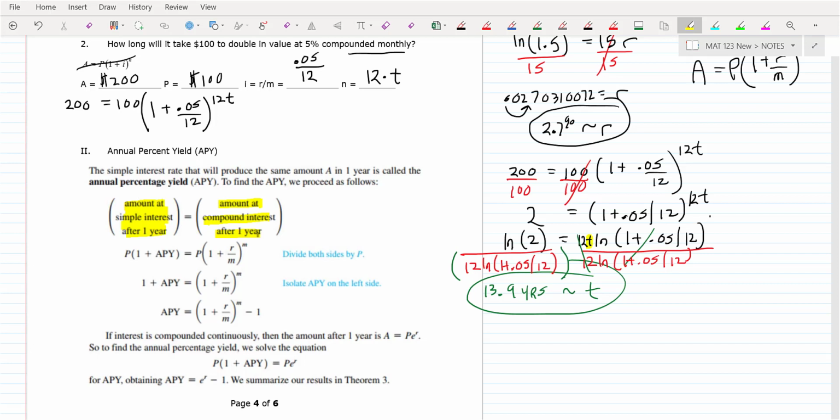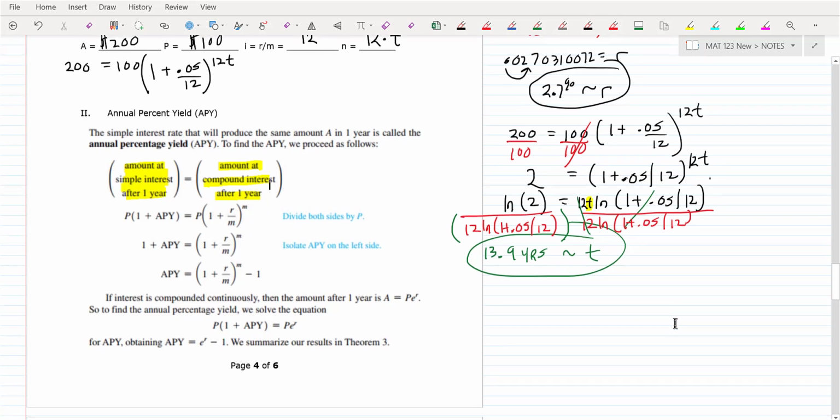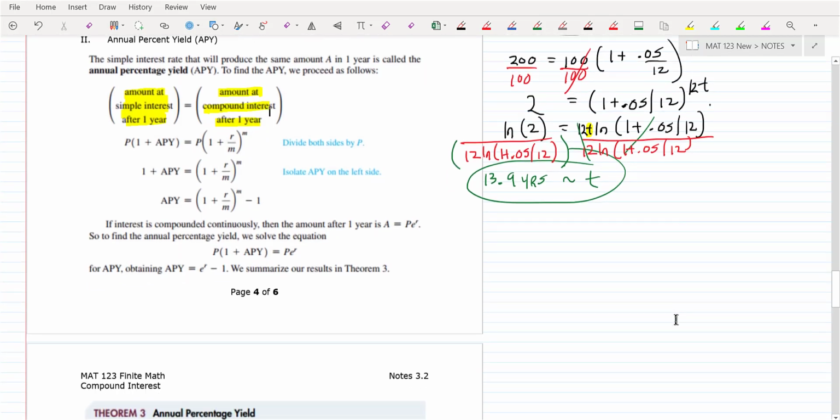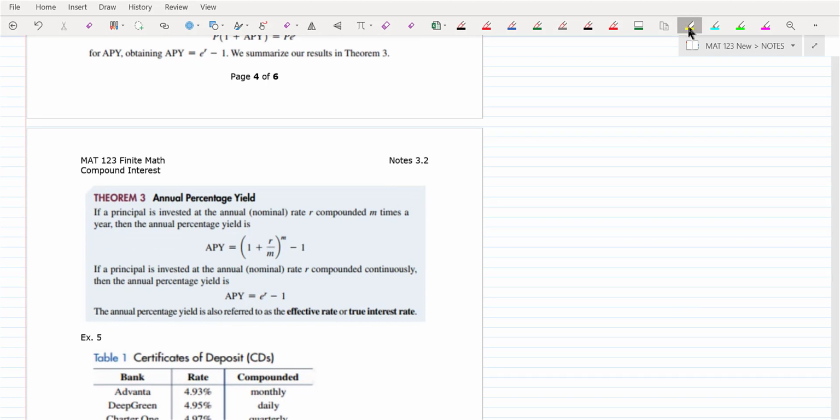So a lot of times you use this to compare interest rates, okay? And I'll show you an example of that in just a minute then. So the formula, if you'll go to the next page, you just need to know the formulas. So the formula for compound interest is this. I'm not going to go through the derivation of that. So that's the annual percent yield if it's compounded.